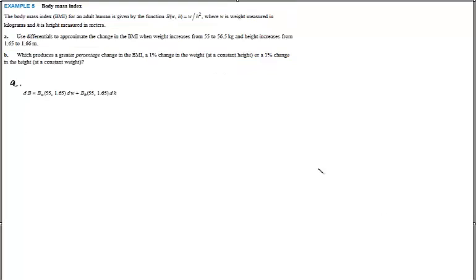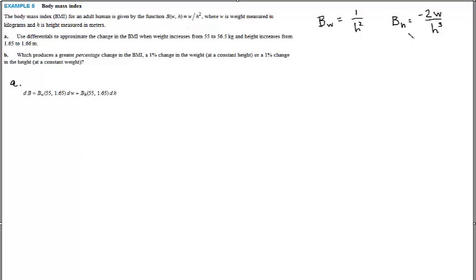My next problem is a word problem or an application problem where I'm going to use differentials to approximate some sort of realistic change in BMI when weight increases. So they're asking me to use differentials to do this, so what I'm going to need to do first up is get the differential and evaluate it at each of those 2 points. I'm going to get the differential with respect to W and H and evaluate it at those points.